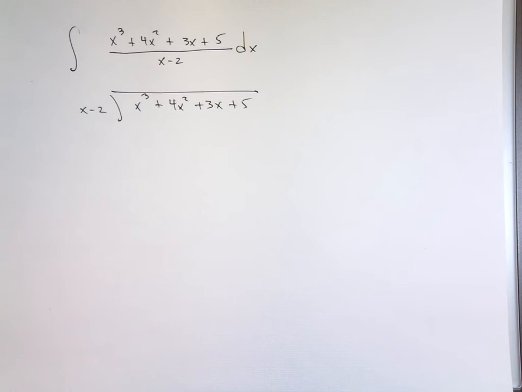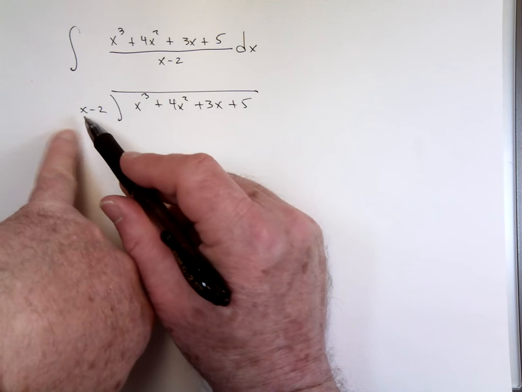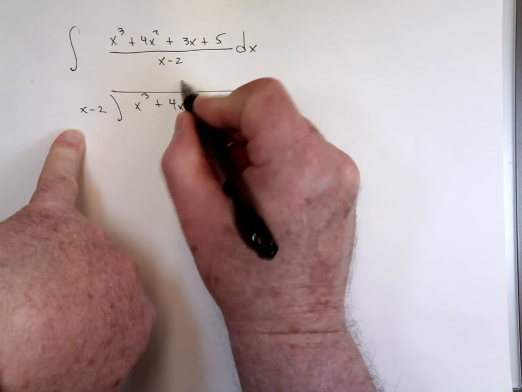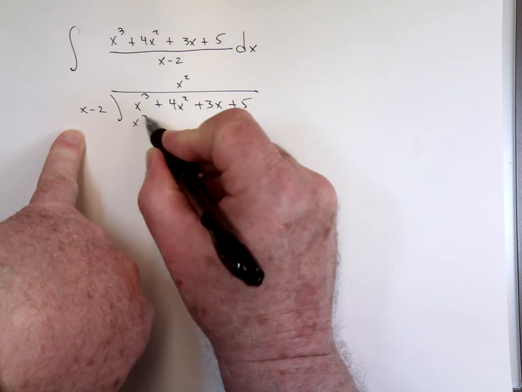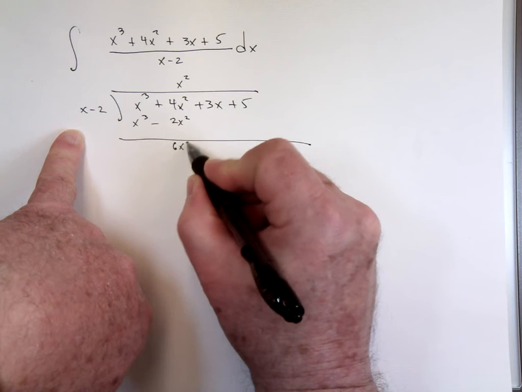All right. You say x, what times x is x cubed? That's x squared. Multiply it. Subtract. Bring down the next. Okay. What times x is 6x squared? It's a 6x.